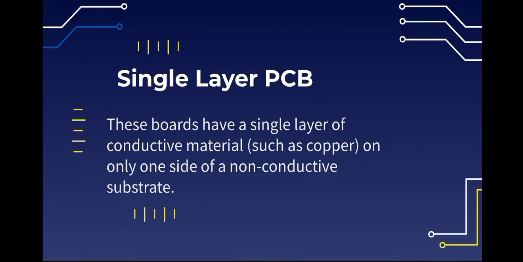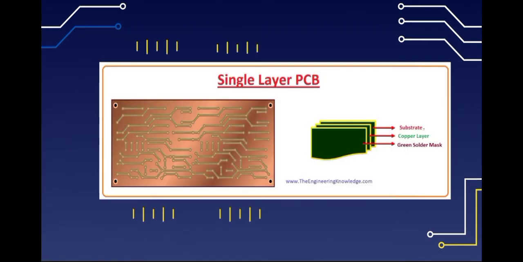Now, among the common types of printed circuit boards, there is the single layer. Single-layer printed circuit boards are among some of the simplest to design and manufacture. These boards have a single layer of conductive material such as copper on only one side of a non-conductive substrate. So this is what it looks like.